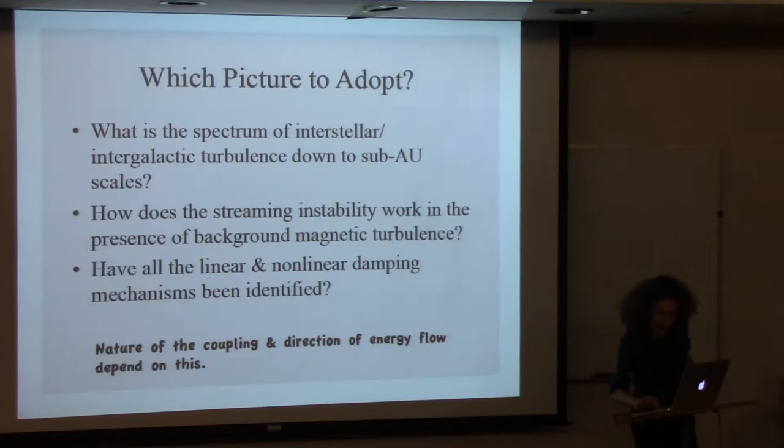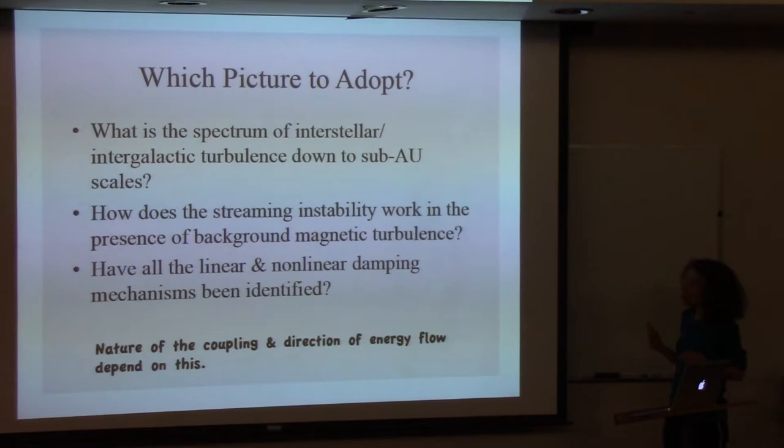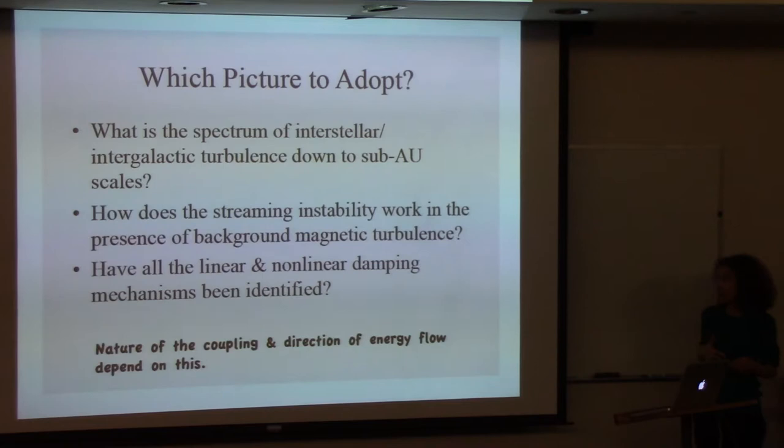So in summary, which picture should we adopt? Should we use the self-confinement picture, or should we use the extrinsic turbulence picture? That depends on what the turbulence actually is, how the streaming instability actually works in the presence of background magnetic turbulence. We don't actually know that yet. And have we got all the linear and nonlinear damping mechanisms that would affect these waves? This really is a critical problem if we're trying to follow the energy.